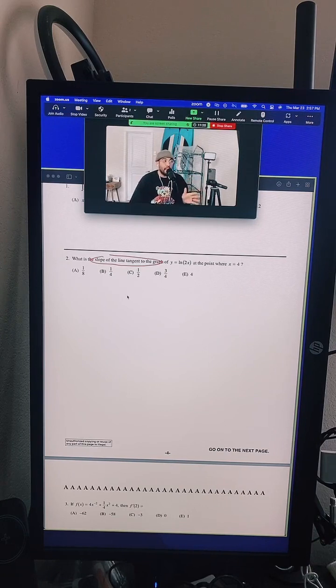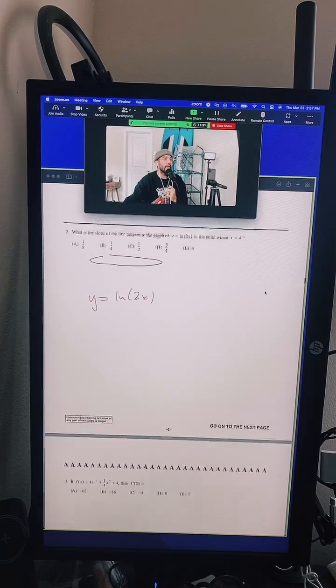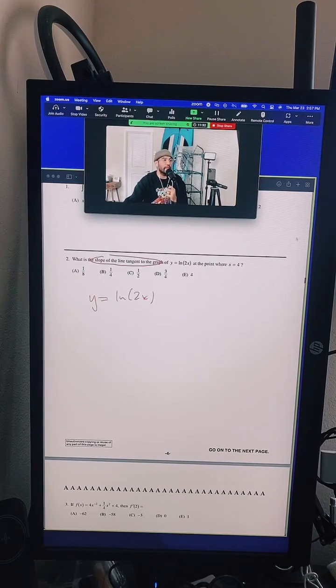So as I said, the slope of the line tangent to the graph is just another fancy way of saying the derivative of the function at that point. So we're going to go ahead and take the derivative of y is equal to natural log of 2x. Who can let me know in the chat what the derivative of natural log is going to be? We have the 2x here. We're just going to go ahead and implement the chain rule. When we take the derivative of this, this is going to be 1 over 2x times the derivative of what was inside, so that's going to be 2. And if you notice, the 2's cancel out.